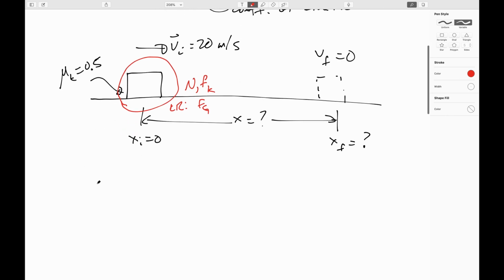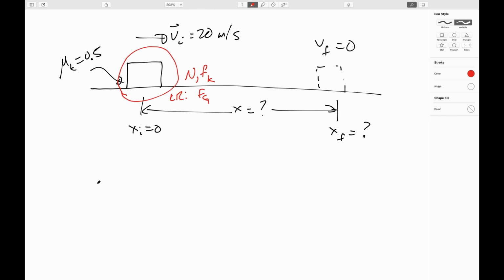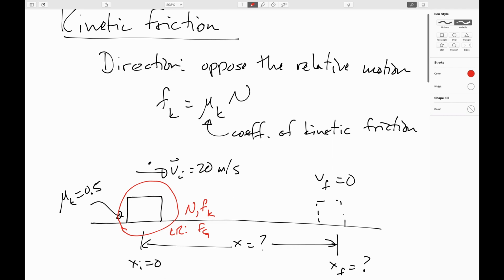Okay, so let's go ahead and draw our free body diagram for the problem. So there's our crate, normal force up, gravity down, kinetic friction off to the left. And I put kinetic friction off to the left because unlike tires, these coefficients of kinetic friction generally tend to be less than 1.